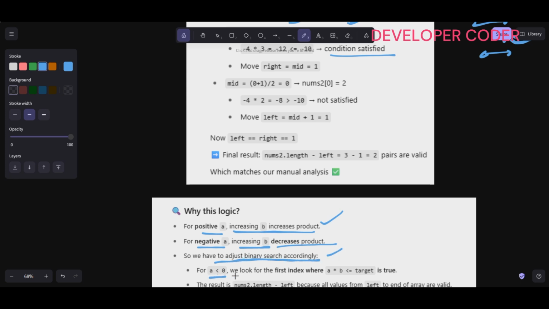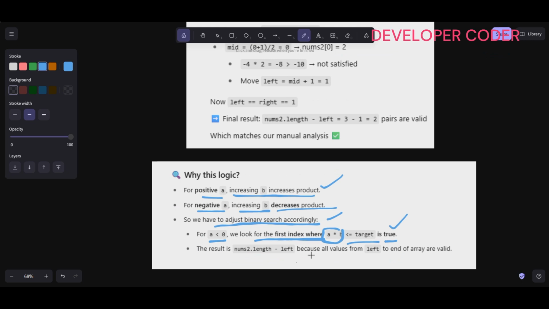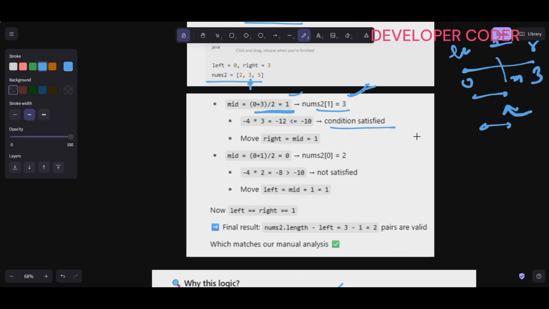So we have to adjust binary search accordingly. For a less than 0, we look for the first index where a into b is less than or equal to target. Then the result is going to be nums2.length minus left, because all values from left to the end of the array are valid. So for this scenario we take this side, and that is why right is going to move to mid. Next time mid is 0 plus 1 divided by 2, which gives 0. So -4 into 2, the answer is not possible, so move left to mid plus 1. In the end left is equal to right is equal to 1, both become equal, so we stop. The final answer is nums2.length minus left.